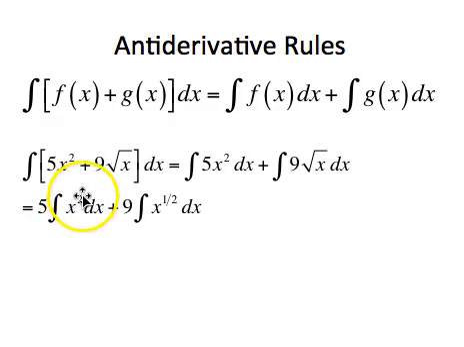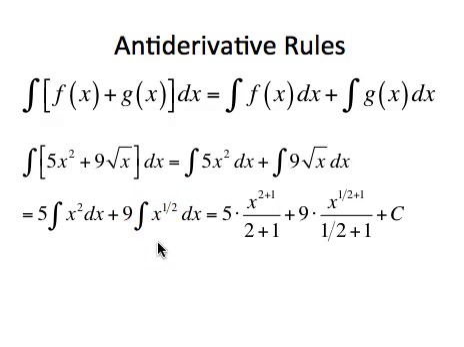Antiderivative of x squared will be x to the third over 3. Kick up the exponent by 1, divide by that. Antiderivative of x to the 1/2 is x to the 1/2 plus 1 over 1/2 plus 1. This first piece is x to the third over 3. That piece is x to the 3/2 over 3/2.